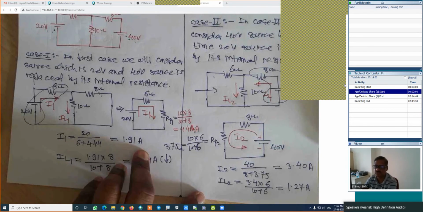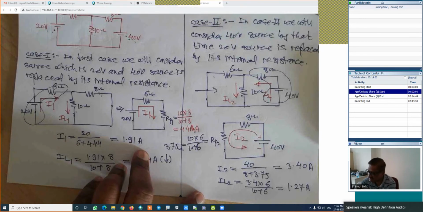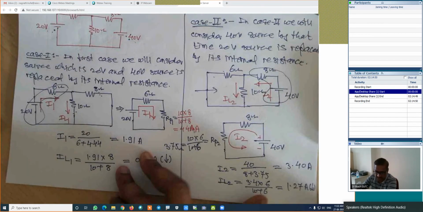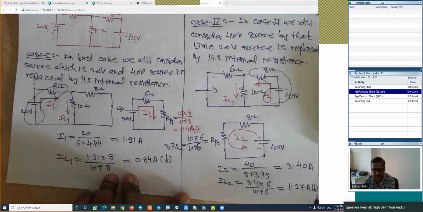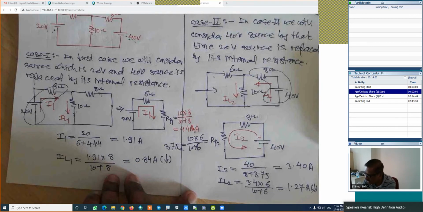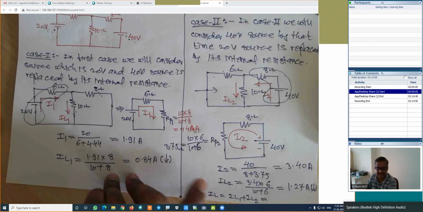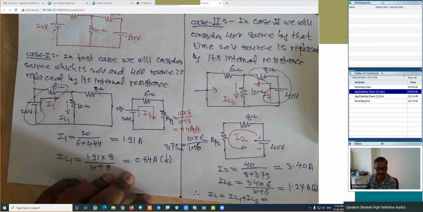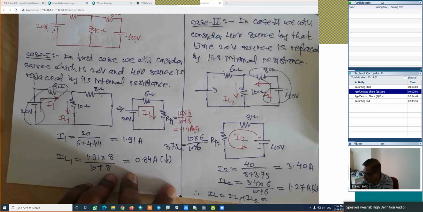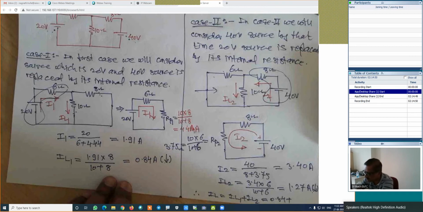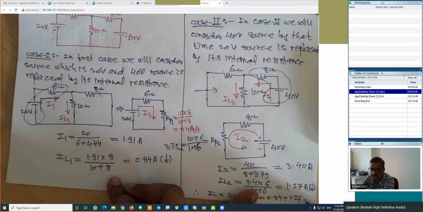How is the direction now? Now look at the direction of this current. इसका direction कैसे है? IL2. It is downward. Now both directions are, this is downward, this is downward. Both directions are same. Therefore, IL is equal to IL1 plus IL2 because both directions are same. Is it right? How much is the IL1? Which is 0.84. Plus, how much is the IL2? 1.27. Find out its total current.